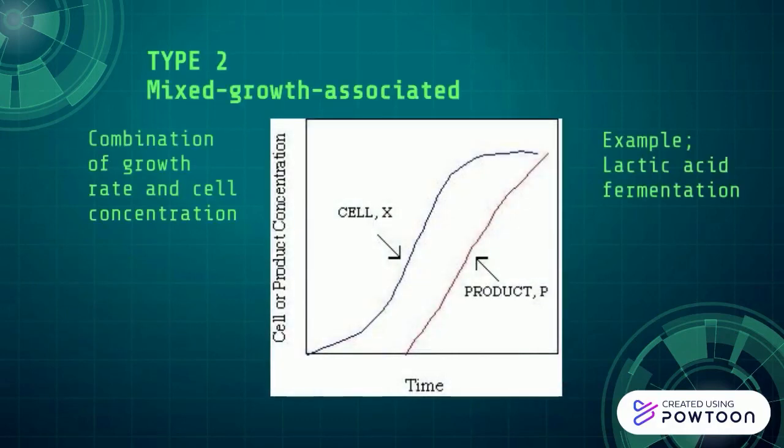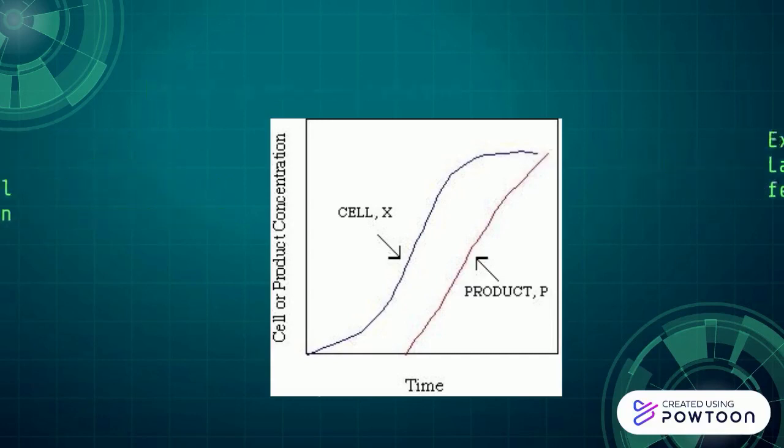Type 2 is mixed growth associated. It is when product formation depends on a combination of growth rate and cell concentration. Type 2 product formation mainly takes place in the deceleration phase, which is the slow growth phase, and the stationary phase. The examples are xanthan gum and lactic acid fermentation.